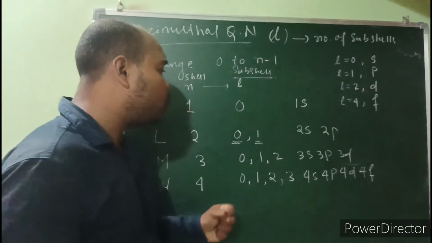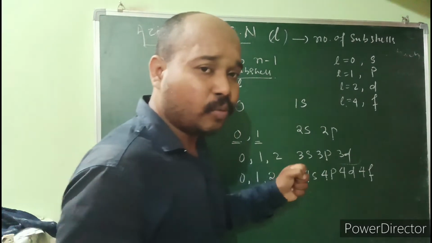Now, what is the use of the principal quantum number and azimuthal quantum number?